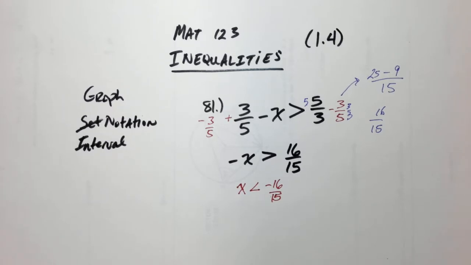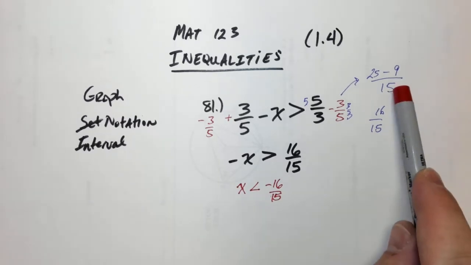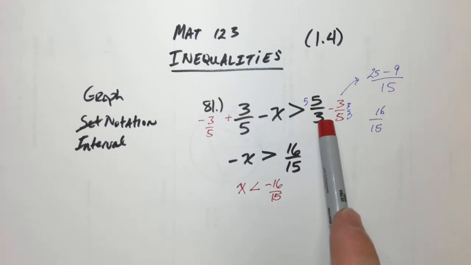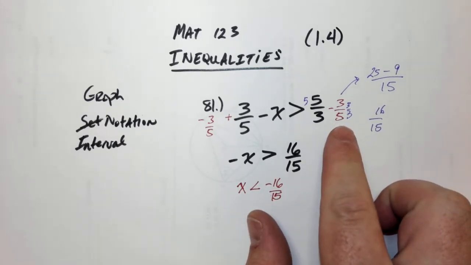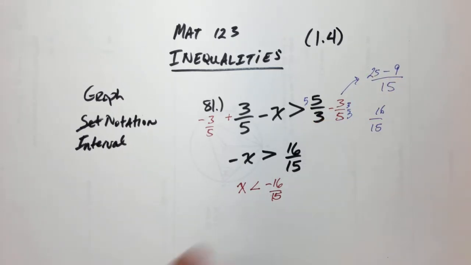Where did you get the 16 15ths from? From right here. I had to subtract 3/5 from 5/3, and it's 16 15ths. Yes, it's a common denominator, 15. So you multiply this one by 3 over 3, and that's how you get 9. And by 5 over 5, that's how you get 25.